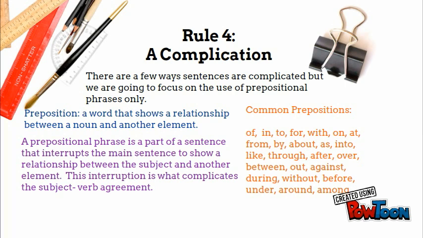So a preposition is a word that shows a relationship between a noun and another element. Some common prepositions include of, in, for, with, on, and there are a bunch in that list there for you to look over. A prepositional phrase is a part of a sentence that interrupts the main sentence to show a relationship between the subject of the sentence and another element. This interruption is what complicates the subject-verb agreement.